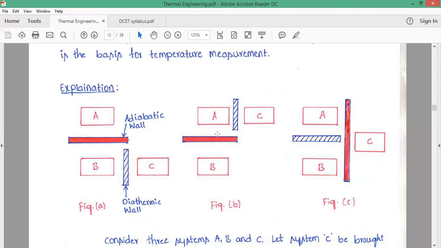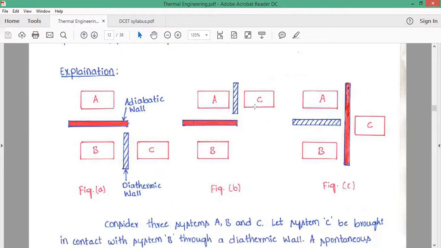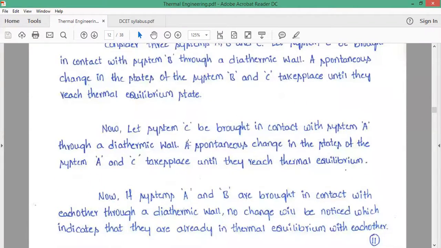Now, I'm going to bring system C in contact with system A through a diathermic wall. Then the spontaneous reaction between A and C occurs, and these two systems A and C attain a state of thermal equilibrium. Now, if I bring A and B in contact with each other through a diathermic wall, there will be no spontaneous reaction. It means A and B are already in thermal equilibrium. This is nothing but the zeroth law of thermodynamics, and all the explanation is provided here.